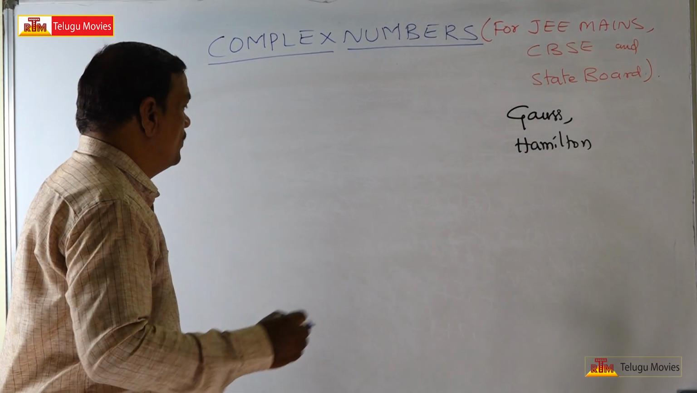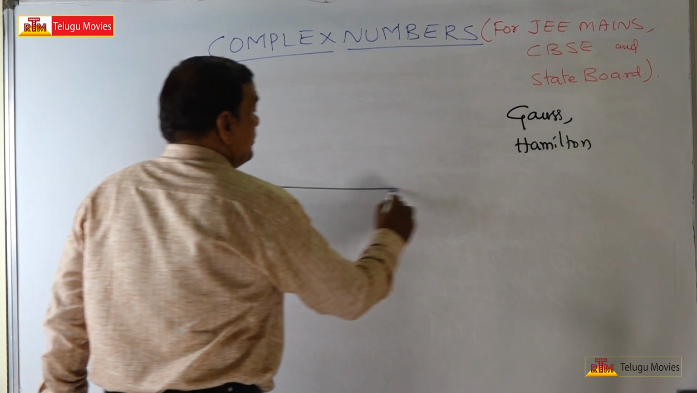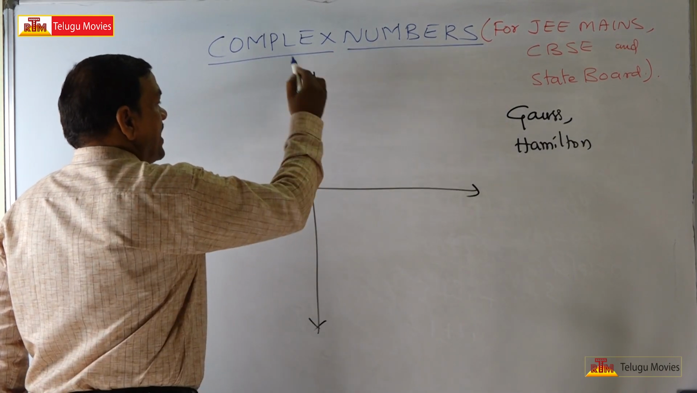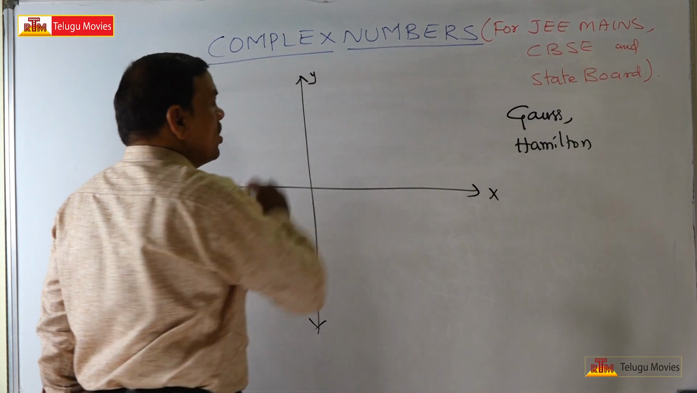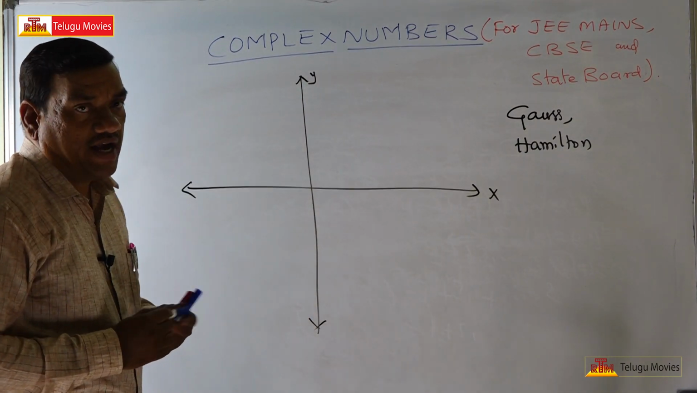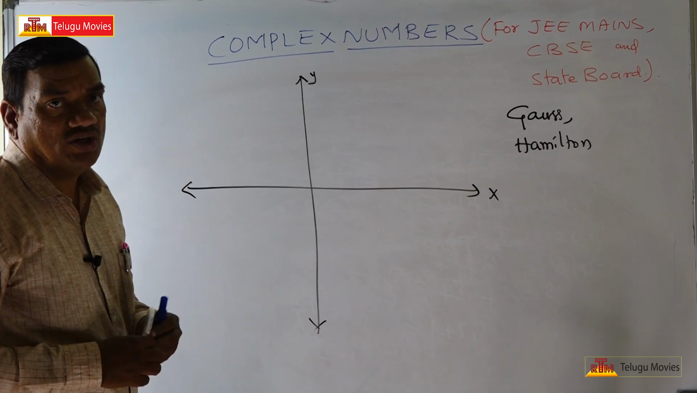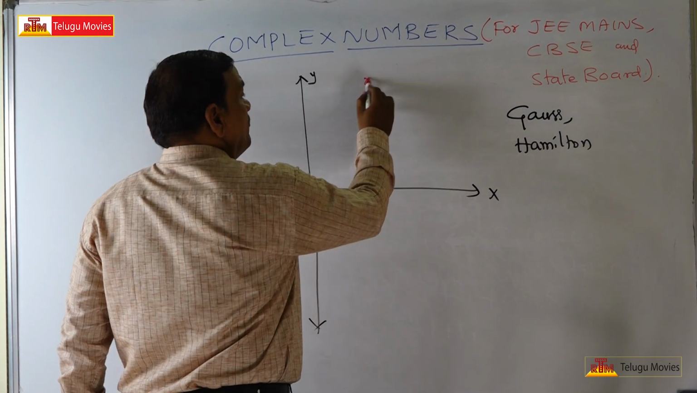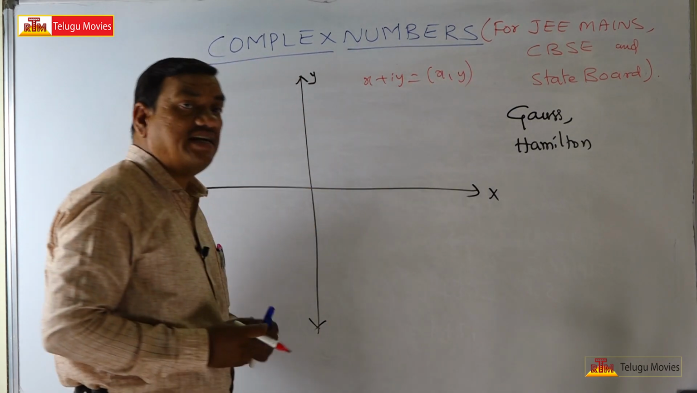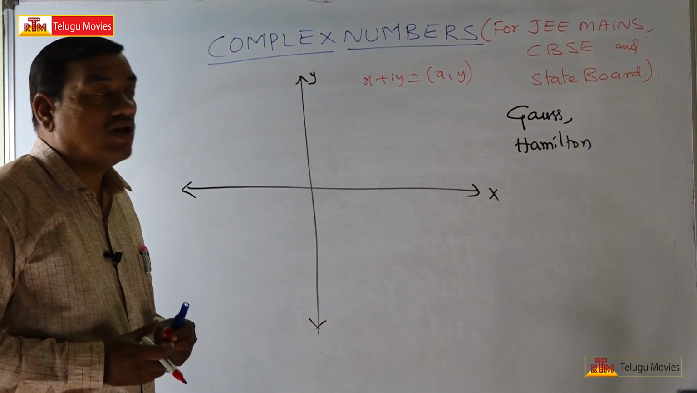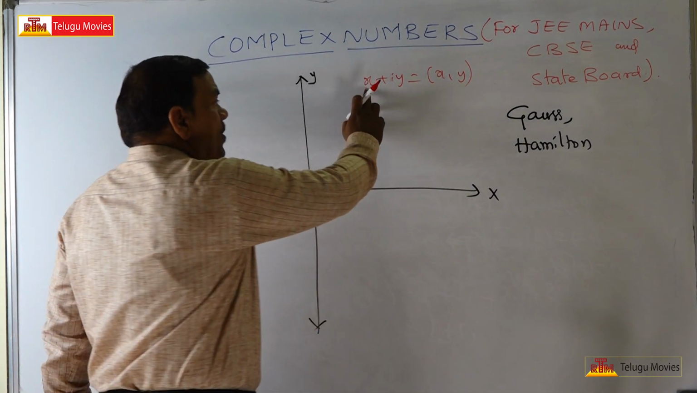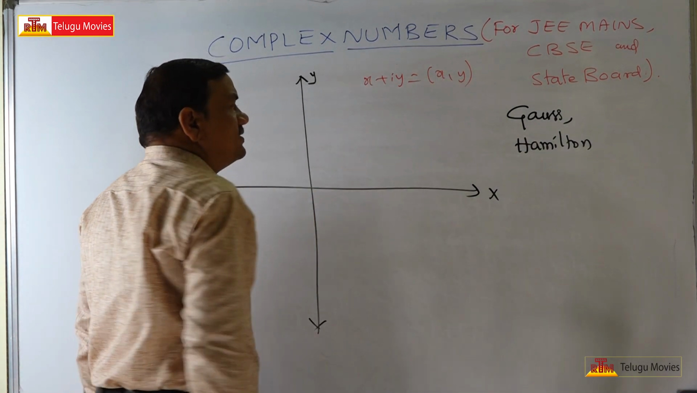Now in two-dimensional geometry, we know this is the x-axis and this is the y-axis. The horizontal number line is called the x-axis and the vertical number line is called the y-axis. What these great mathematicians did is, every complex number they defined as an ordered pair of two real numbers, x, y. So the real part is x and the imaginary part is y.